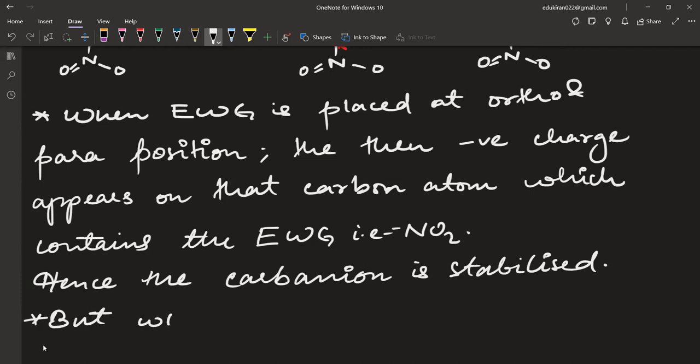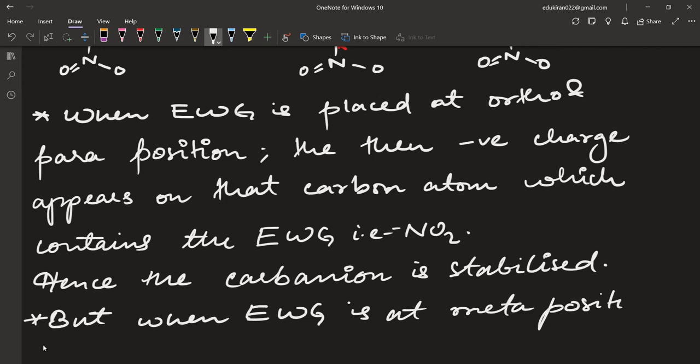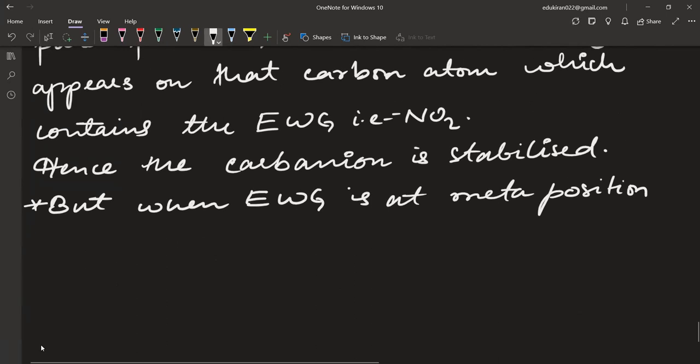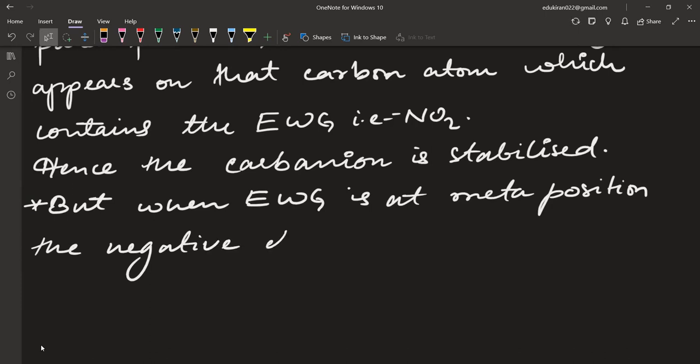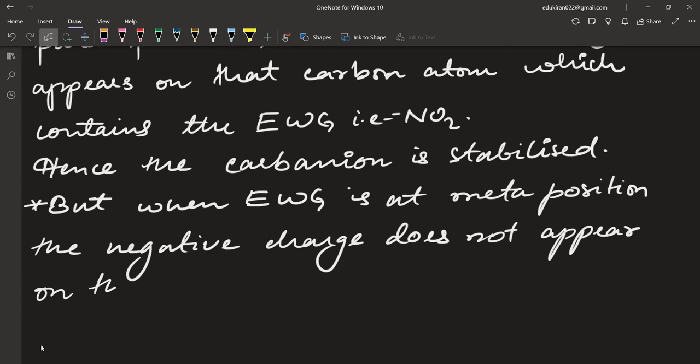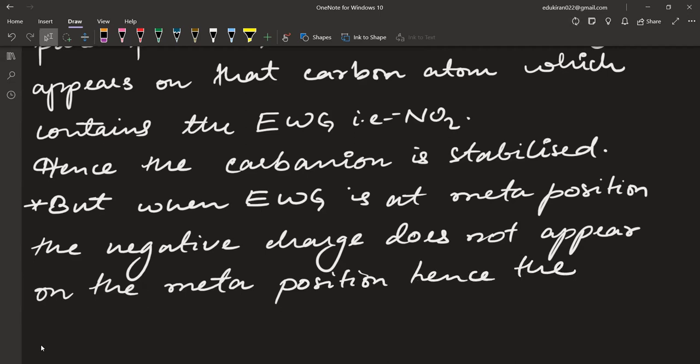But when the AWG group is at meta position, the negative charge does not appear on the meta position. Hence the carbanion is not stabilized.